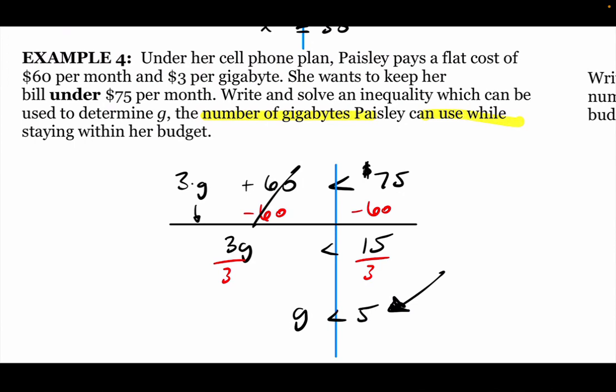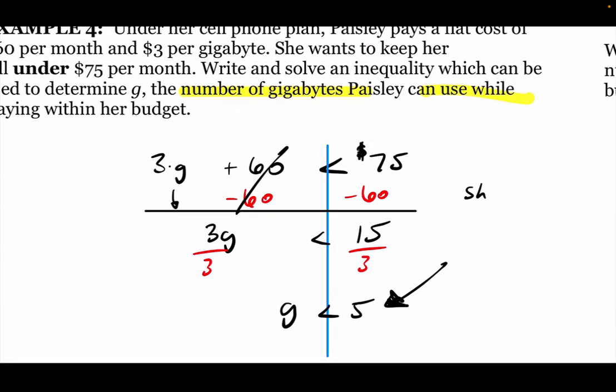What does that mean in real life? In other words, she what? See it? She can use 5 gigabytes to stay within her budget. She actually can't use 5. She has to use under 5. There you go. She can't go over 5 gigabytes. 4.9, she's okay. 5, too many.